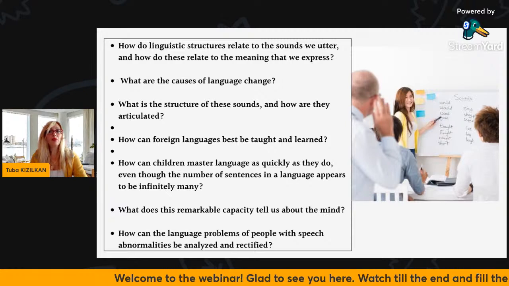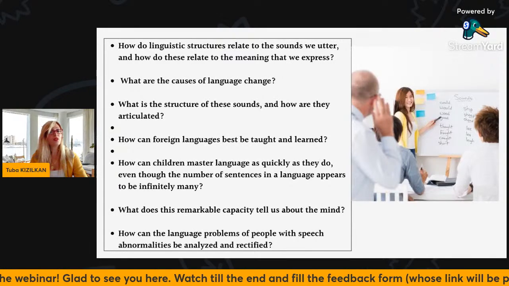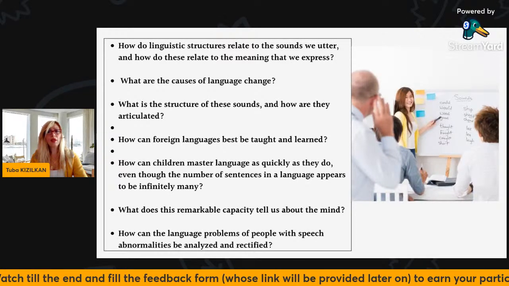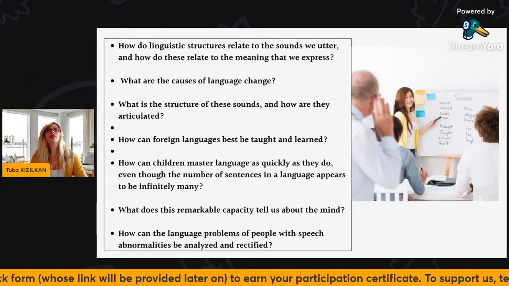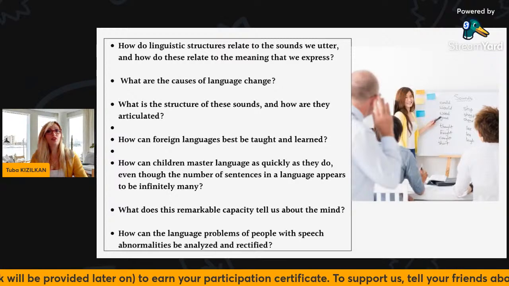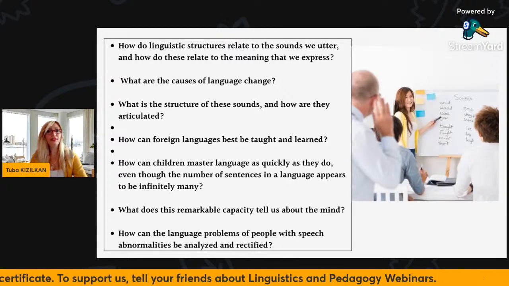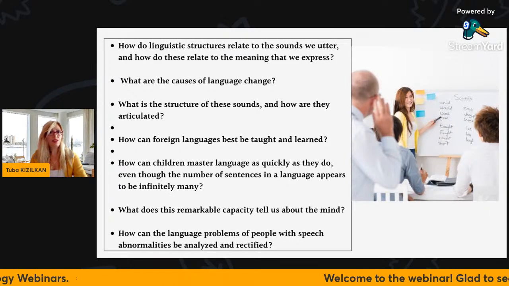even though the number of sentences in a language appears to be infinitely many? And what does this remarkable capacity tell us about the mind? Of course, neurolinguistics, the neurobiology of learning, is very important, as learning happens in the brain. And how can the language problems of people with speech abnormalities be analyzed and rectified?